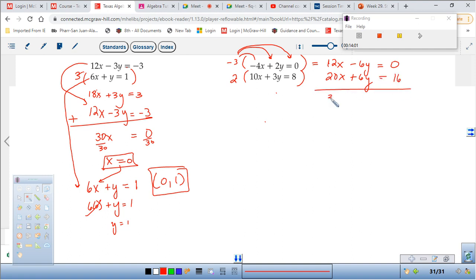This gives me 32x. These cancel out, is equal to 16. We're going to divide by 32. Divide by 32. And we're going to go with x is equal to 1/2. That's not too bad. Not too bad there.